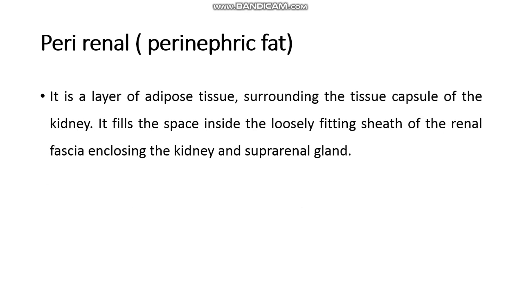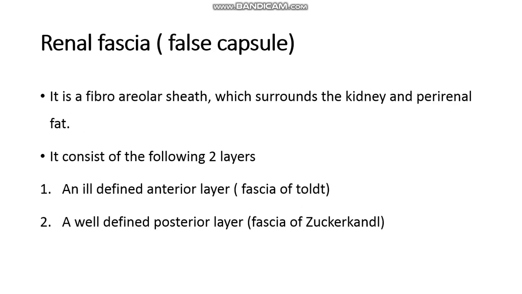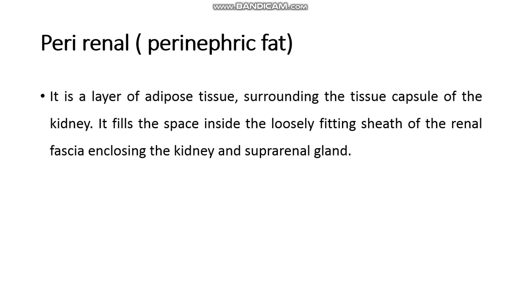The next is regarding perirenal or perinephric fat. Perinephric fat is the layer of adipose tissue surrounding the fibrous capsule of the kidney. So perirenal or perinephric fat is a layer of adipose tissue surrounding the capsule of the kidney. Then it fills the space inside the loosely fitting sheath of the renal fascia enclosing the kidney and suprarenal glands.